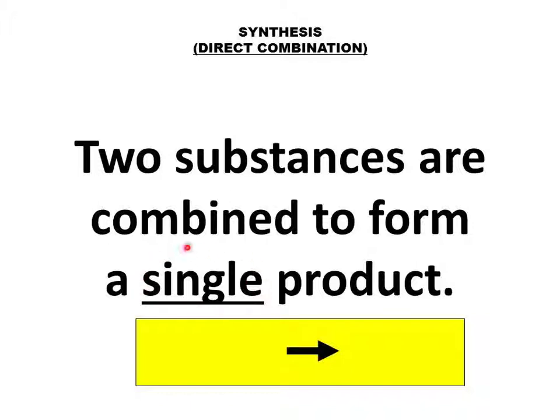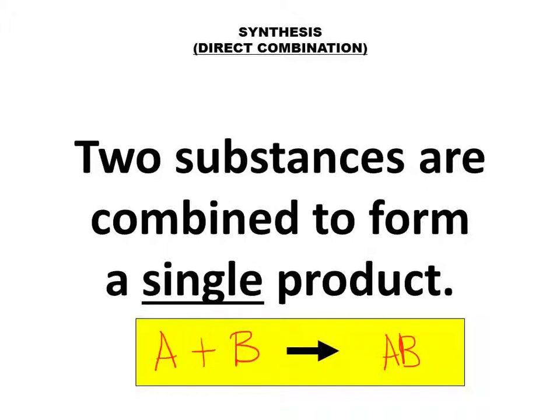So here's the key point: single. That means you have only one product. So for example, A is our generic plus B. So these are our generic terms. So A plus B react with each other to yield a product, one product, and we'll call it AB.